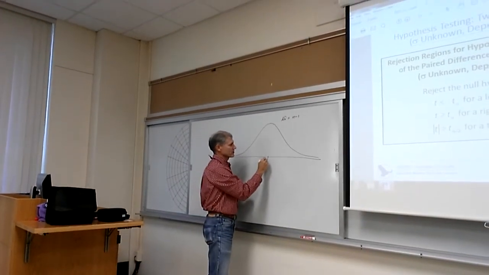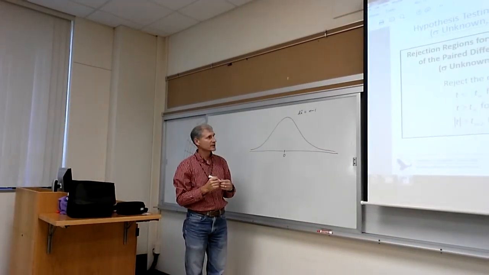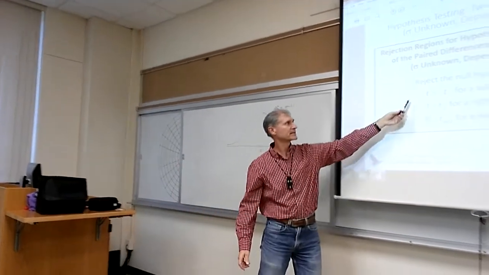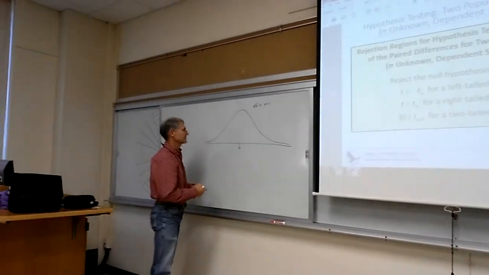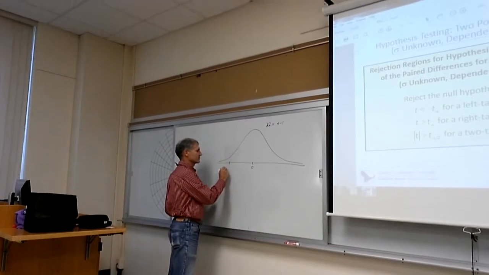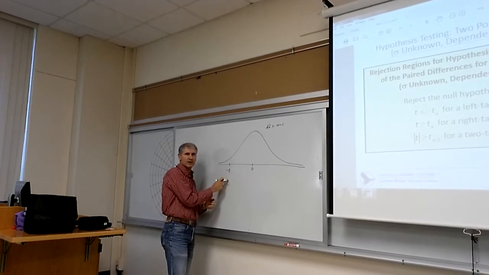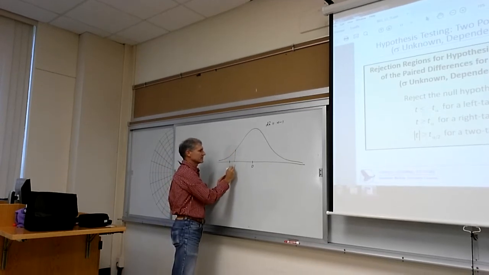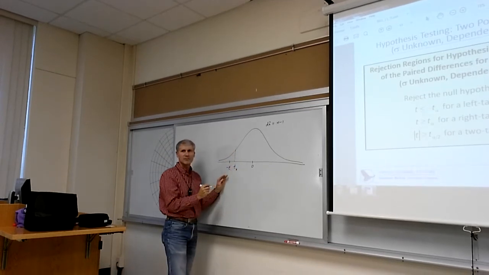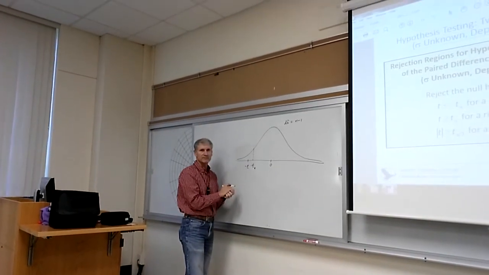If the null is true, this thing will be centered at 0. Let's say I'm doing a left-tailed test. Most likely in a left-tailed test, my observed value of t will be a negative value, over here, less than 0. Right? Left tail. The critical value we label as t sub alpha, and it will also be a negative value.